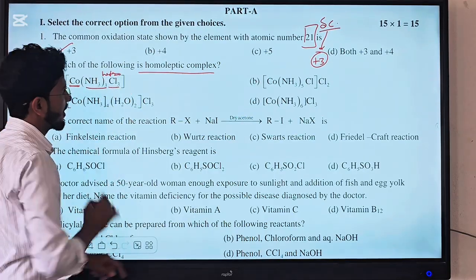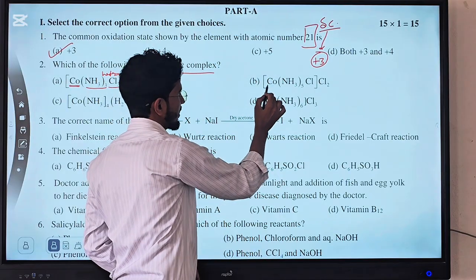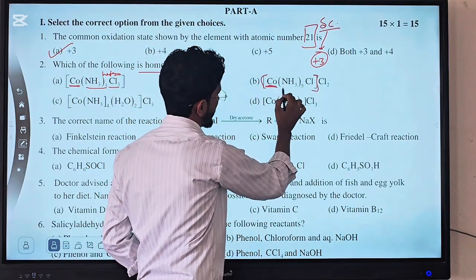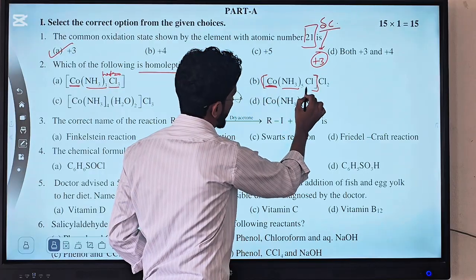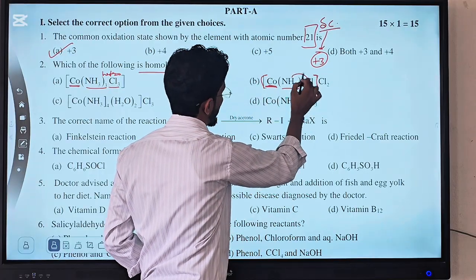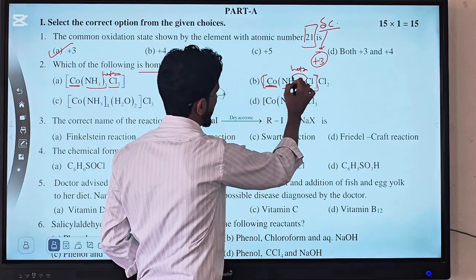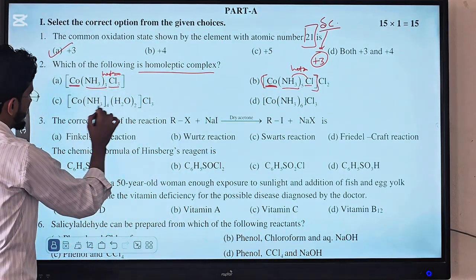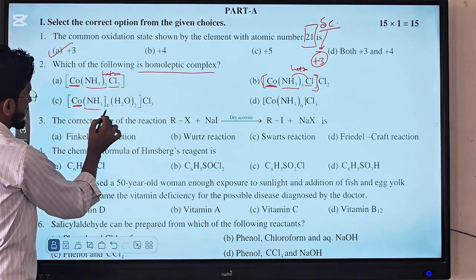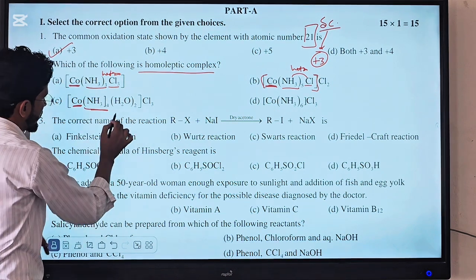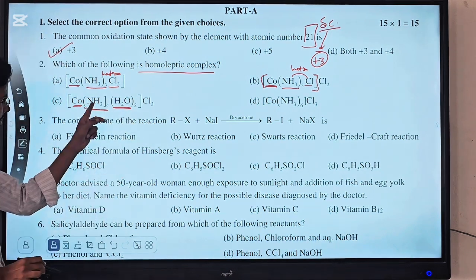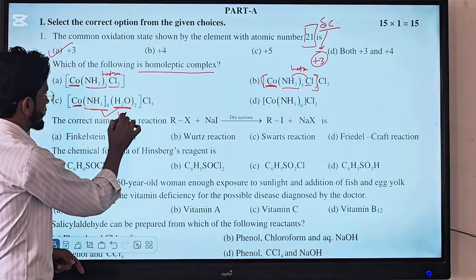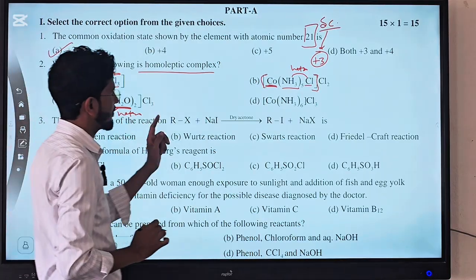This is heteroleptic. And we see here the central metal atom is surrounded by 5 ammonia and 1 chlorine. This is also heteroleptic, two types of ligand, one is ammonia, the other is chlorine. If we see the next one, inside the big bracket there is a central metal atom surrounded by ammonia and water. Ammonia and water are different types of ligand. That's why it is also a heteroleptic complex.